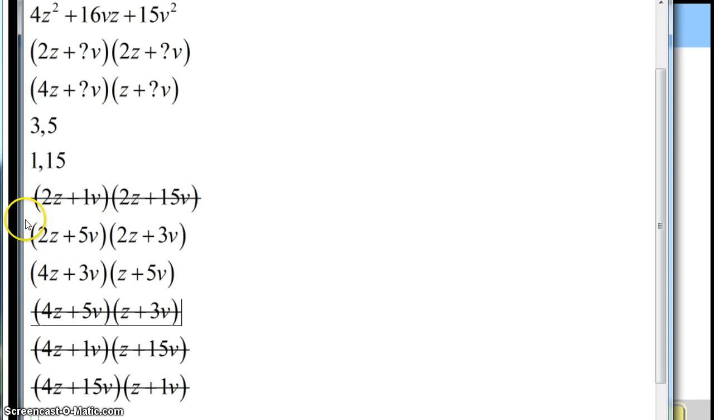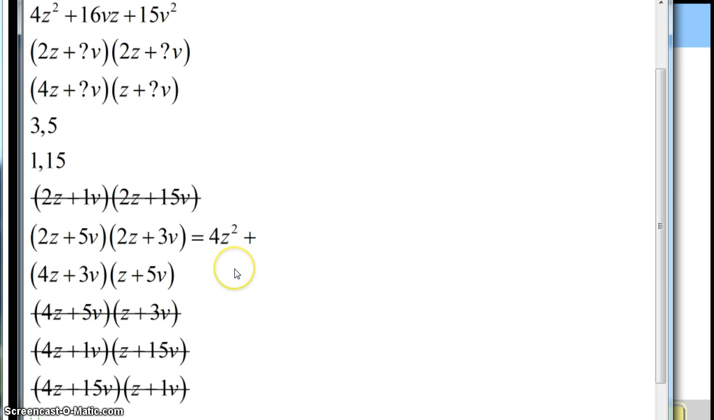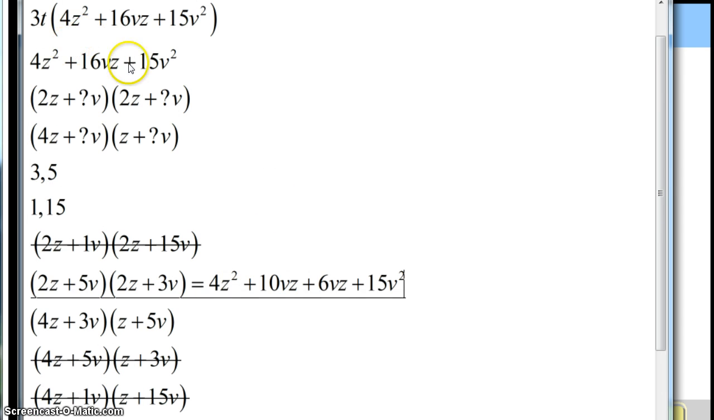So let's look at maybe this one. That's 10vz, 2 times 5, and then plus 6vz. So 10 plus 6, yeah, that's 16. So maybe let's try foiling this whole thing out. So we get 4z squared plus 10vz plus 6vz plus 15v squared. And this sums to 16.